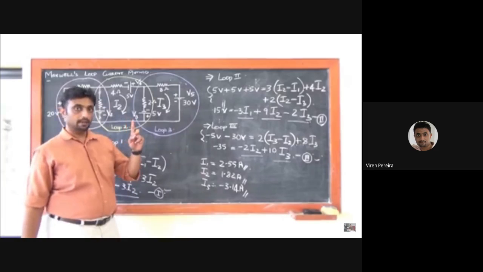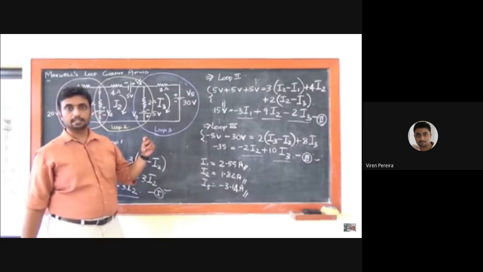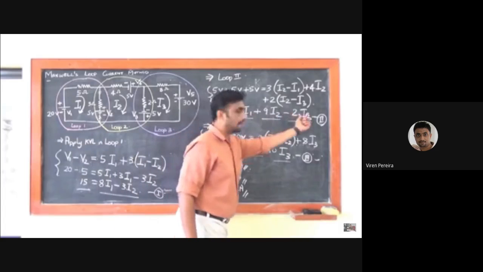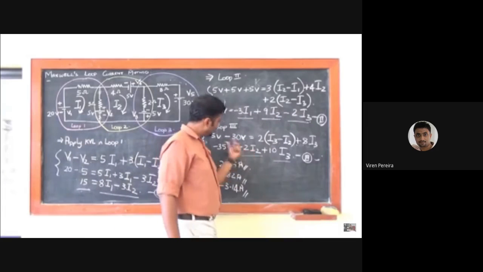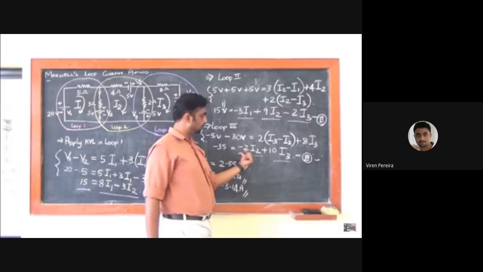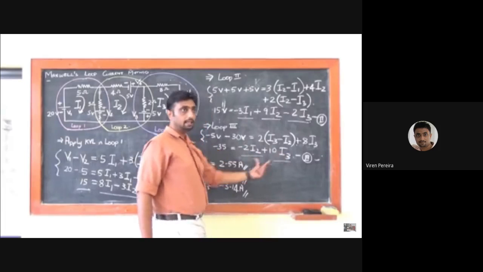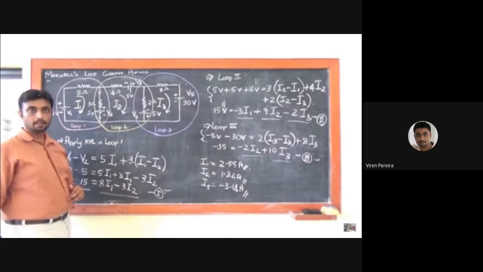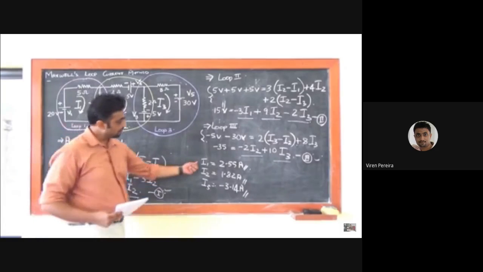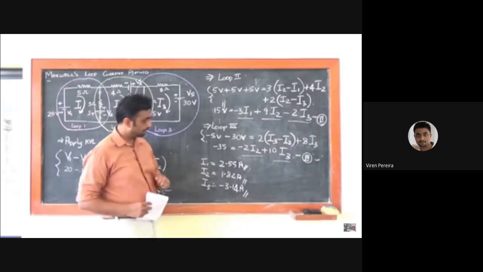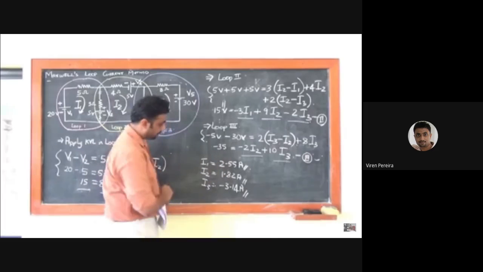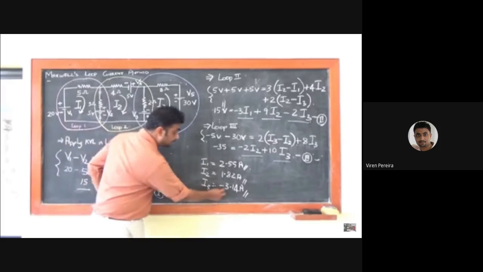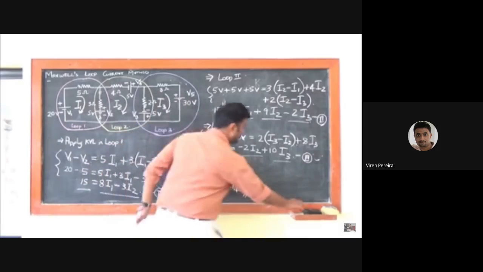One more important thing, when you are writing the simultaneous equations, always start with I1, I2, I3. In the same way, I1 will be 0 in this loop, so we have I2 and I3. Again, we have I1 and I2. So now we got I1, I2 and I3. So I1 is 2.55, I2 is 1.82, and I3 is minus 3.14.